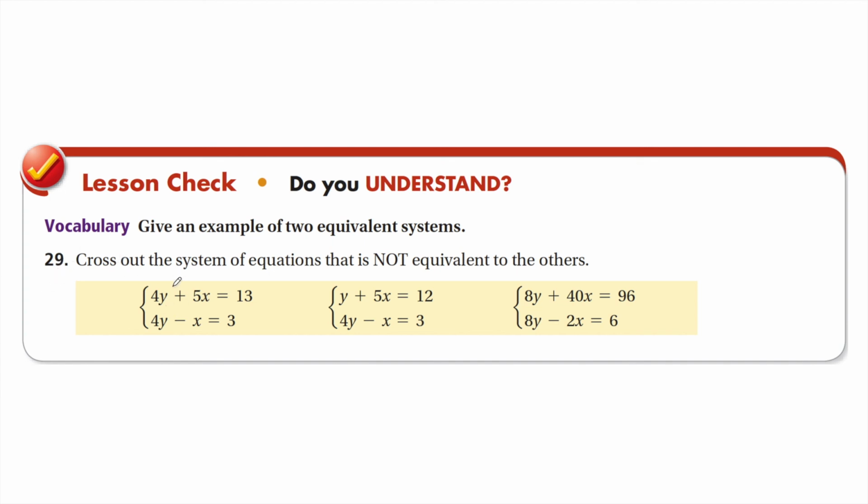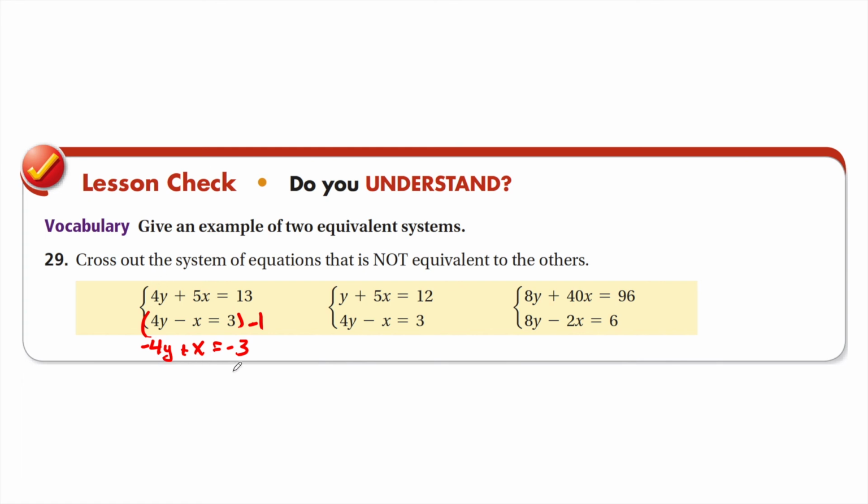Question 29. Cross out the system of equations that is not equivalent to the others. So the very first thing I'm going to do is figure out and solve each and every one of these and see what I get. So looking at the 4y and the 4y, I know if I change one of these to a negative form, so multiply by negative 1, we can then eliminate everything. So this will become a negative 4y plus x is going to equal a negative 3.